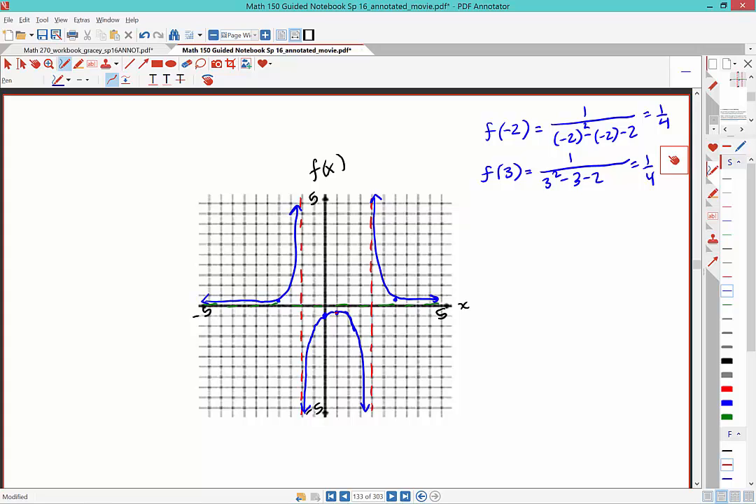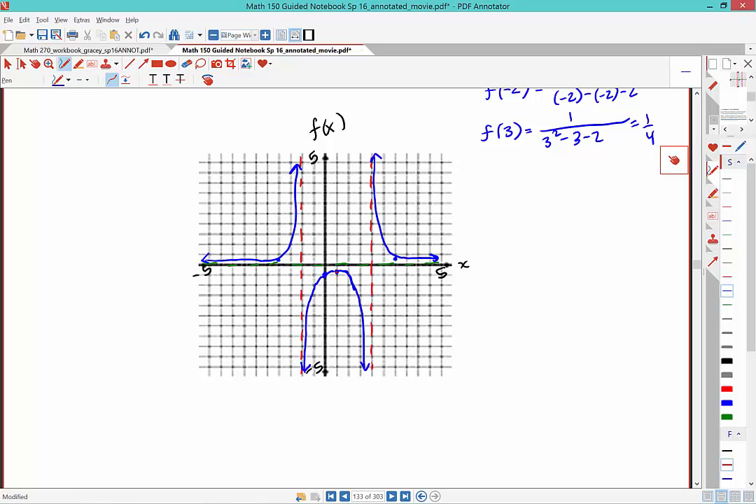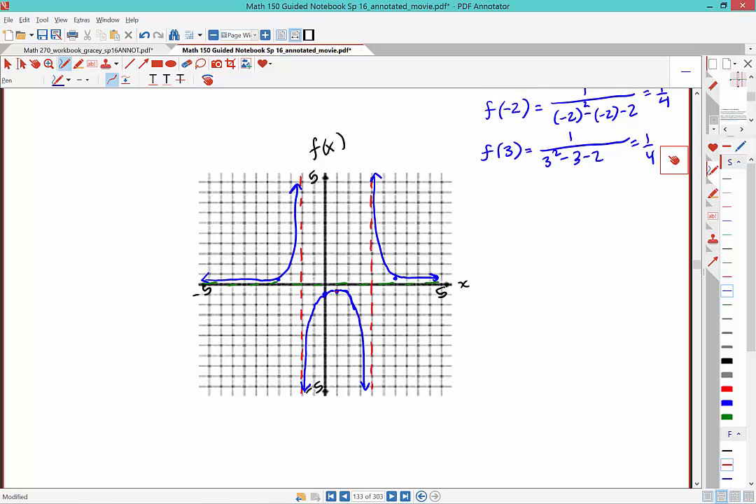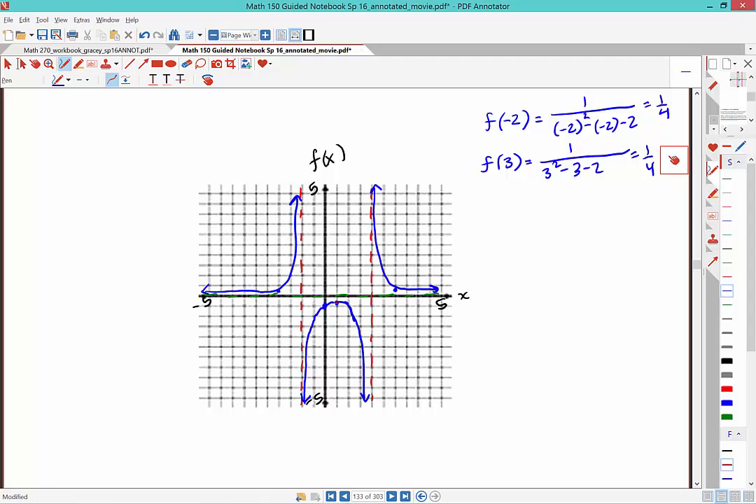Now we're going to do that next problem on another page. So we'll go ahead and start that next. Why don't you go ahead and pause the movie and see if you can do part B from this example on your own. All right? Good luck.